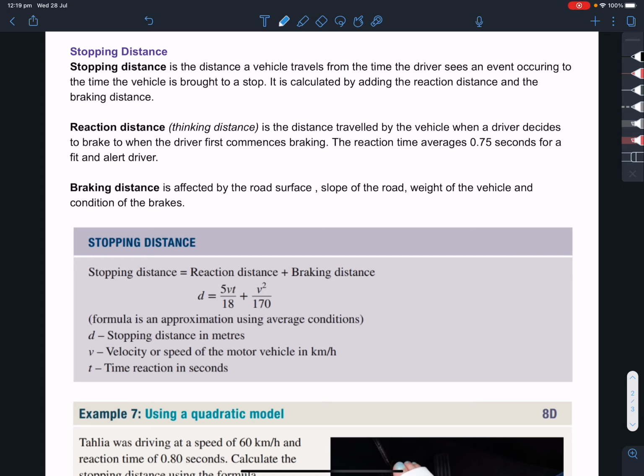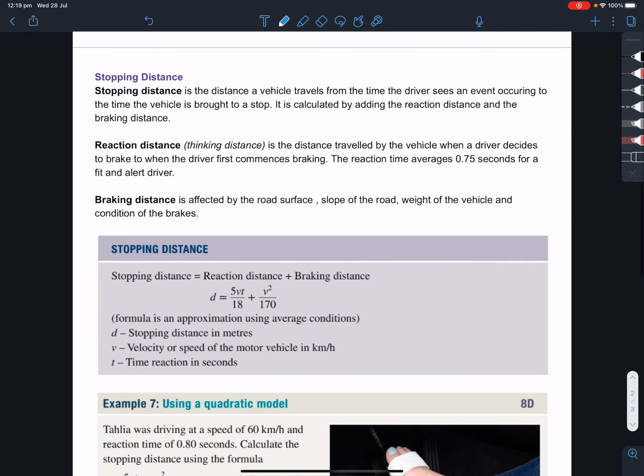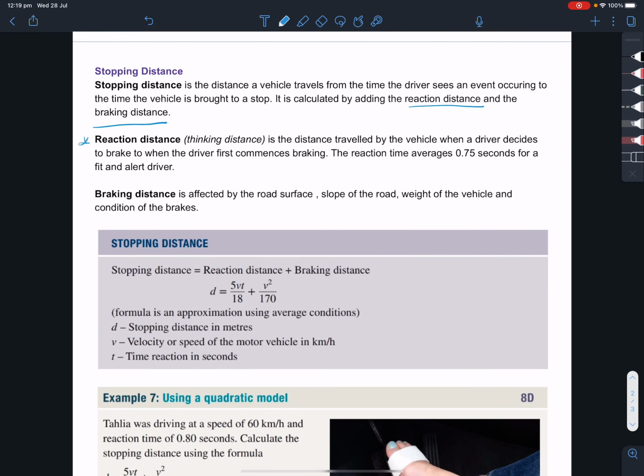So if you're driving a car and you see a dog run out in front of you, that time from when you saw the dog to when the car comes to a complete stop is the stopping distance. And as it says there, it's a combination of the reaction distance and the braking distance. Reaction distance being thinking distance, so it's the distance travelled by the vehicle when a driver decides to brake to when the driver first commences braking. Reaction time averages 0.75 seconds for a fit and alert driver. That's very quick. Braking distance is affected by the road surface, slope of the road, weight of the vehicle, and condition of the brakes. Okay?